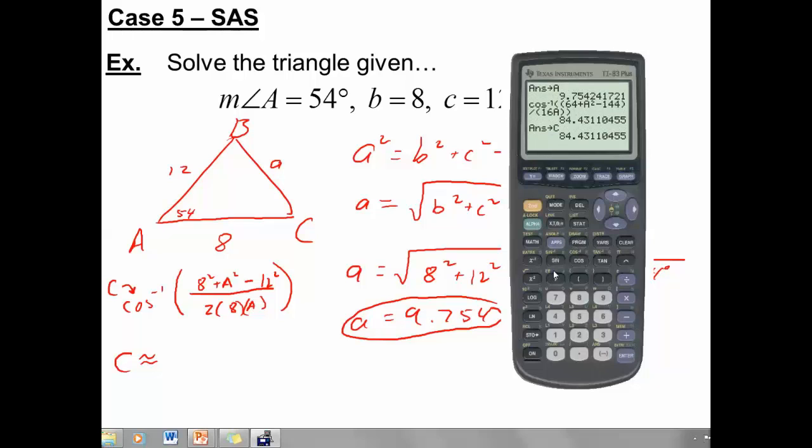And then the only thing left to do is to figure out angle B, which is just going to be 180 minus, keep in mind I'm not going to do what I did before and subtract A and subtract C using the calculator, because remember that A was side A, not angle A. Angle A is just 54 minus angle C, and I get my final answer for angle B of 41.568. So side A was 9.754, angle C was 84.431, angle B 41.568.